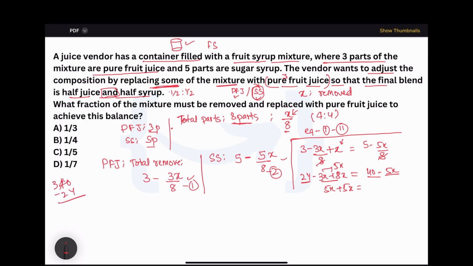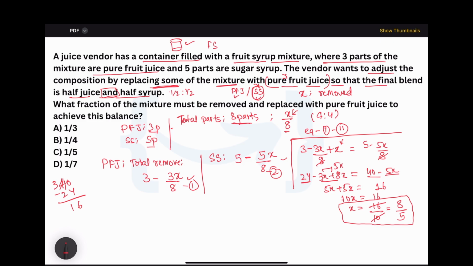So 40 minus 24, how much will it be? It will be 16, and it becomes 10x equals 16, so the x value would be 16 by 10, what will it be? It will be 8 by 5. So I will be removing an 8 by 5 chunk from my final blend.